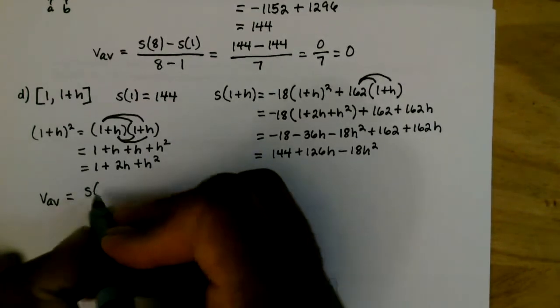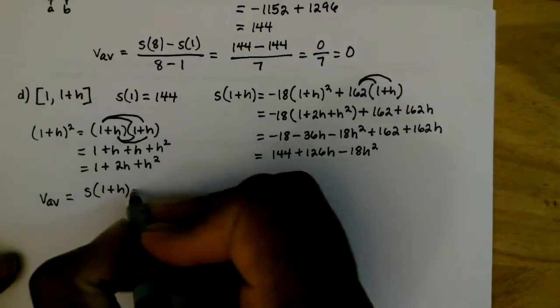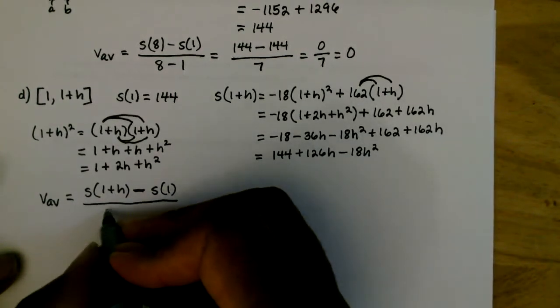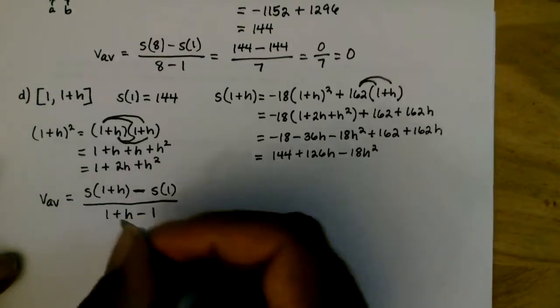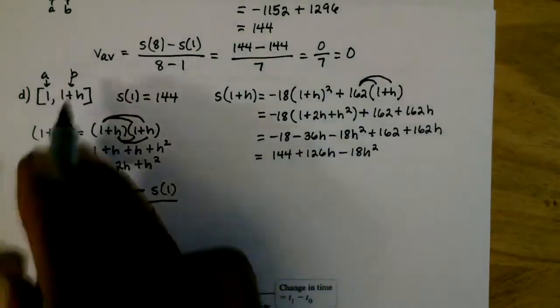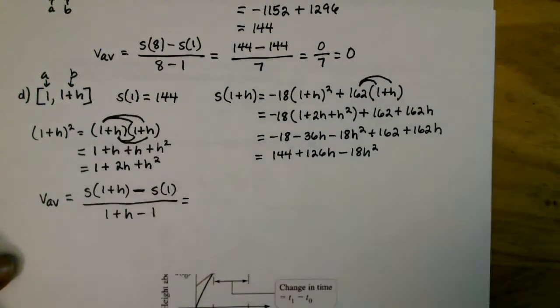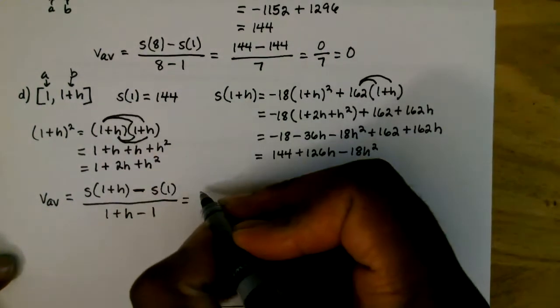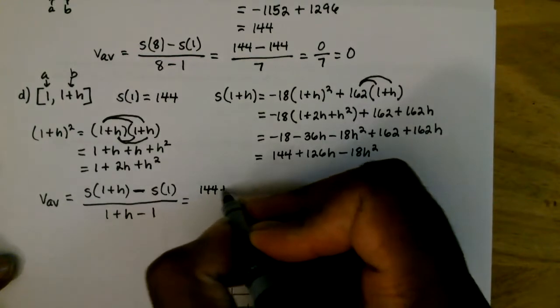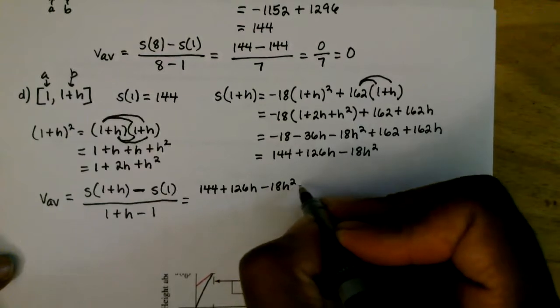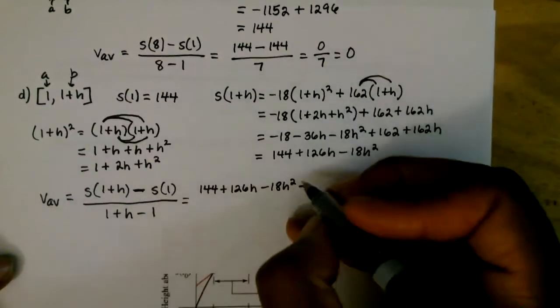That's, of course, s of 1 plus h minus s of 1. All that's divided by 1 plus h minus 1. This is again a, and that's b. b minus a, 1 plus h minus 1. All right, so now let's simplify this a bit. S of 1 plus h is this right here: 144 plus 126h minus 18h squared minus s of 1, which was 144.